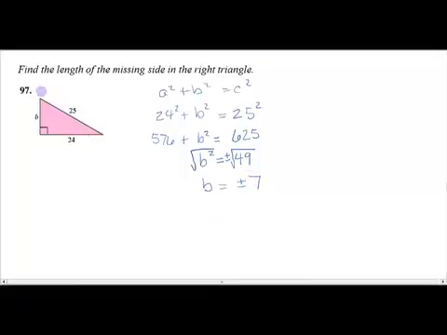Now, in the context of this problem, where we're talking about b being a length of a leg, the answer -7 doesn't make sense. So we throw the -7 out, and b equals 7 is our only solution.